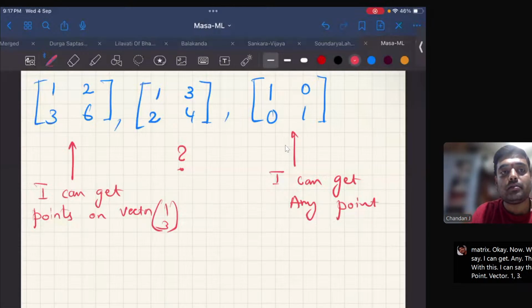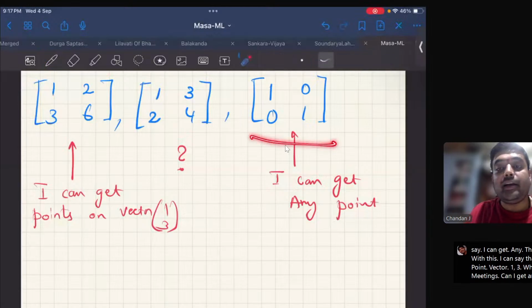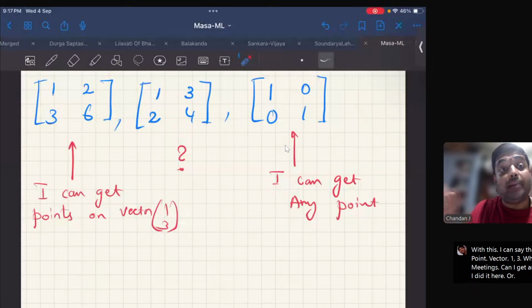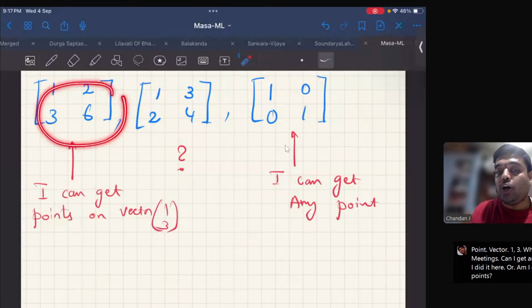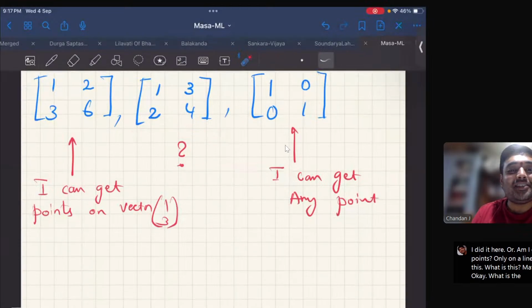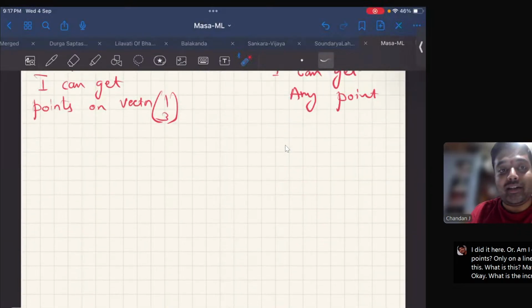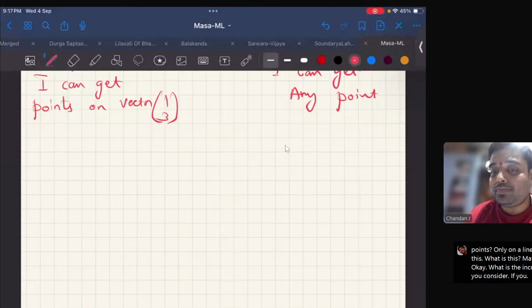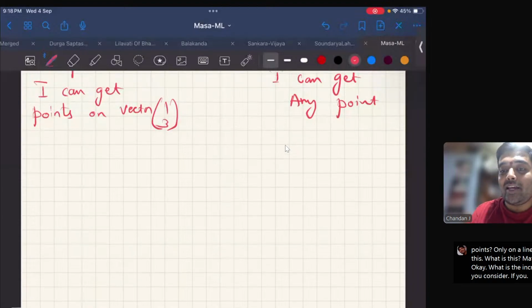What is this matrix? Can I get any point like I did here? Or am I getting points only on a line because of this? What is this matrix? Correct? Okay. What is this matrix? And if you consider it, yeah, you can get points only on the line.